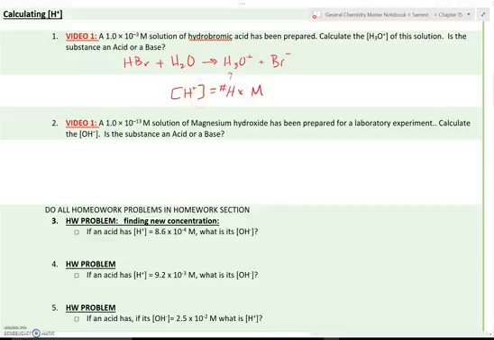And so when we plug everything in, we have our number of hydrogen ions, 1, multiplied by the molarity of our solution, 1 times 10 to the negative third. And so that leaves us with a hydrogen ion concentration of 1 times 10 to the negative third. And so that's this first whole problem.